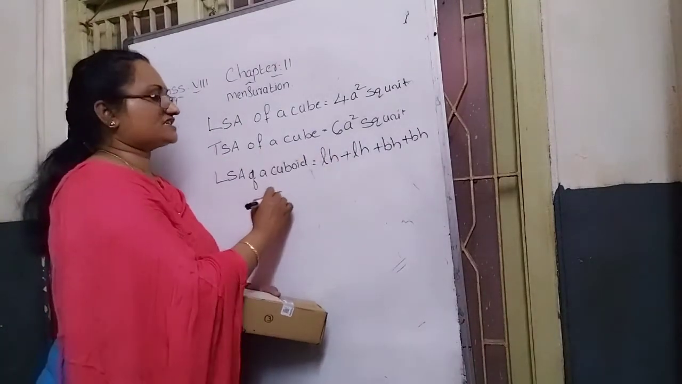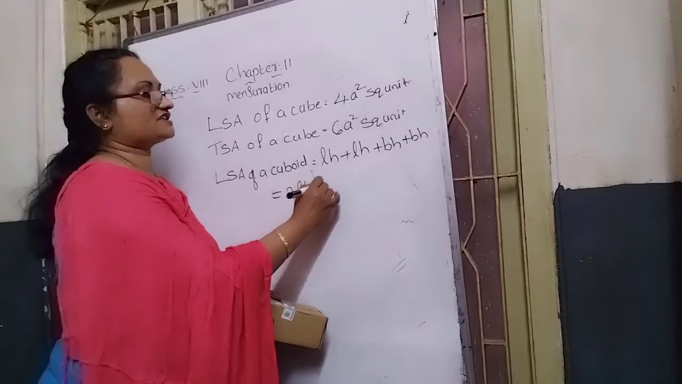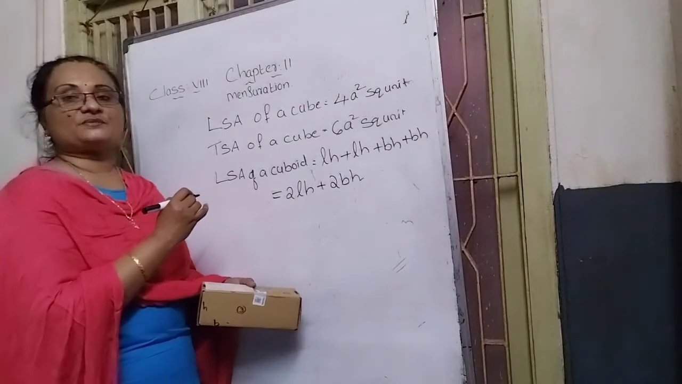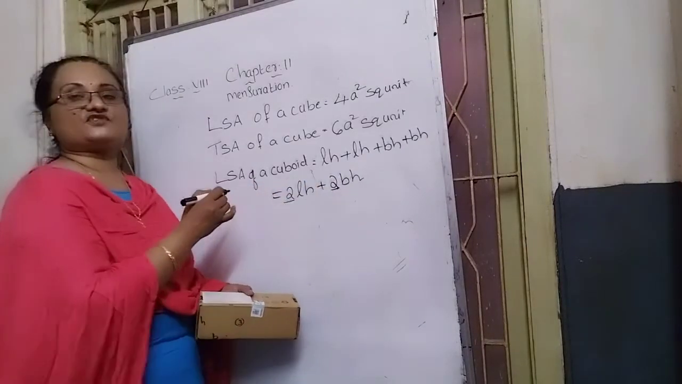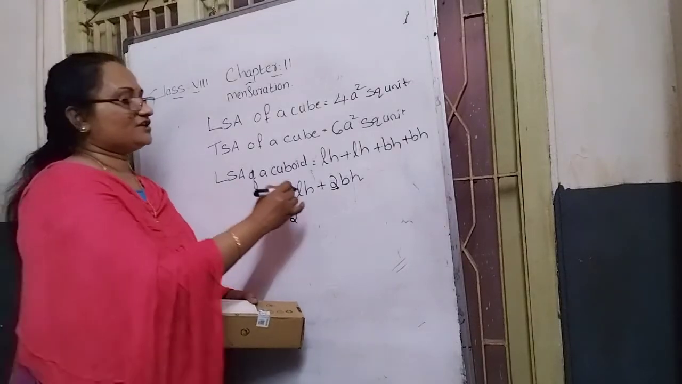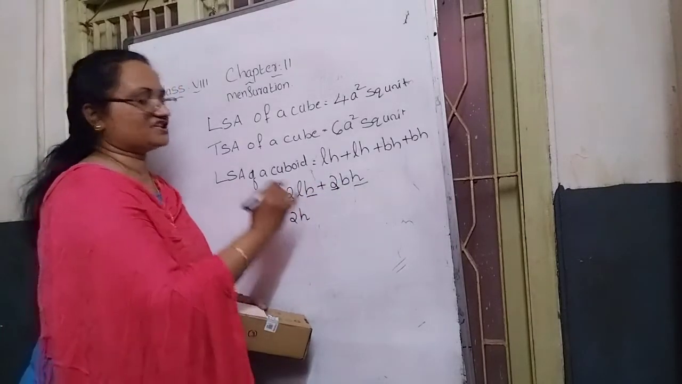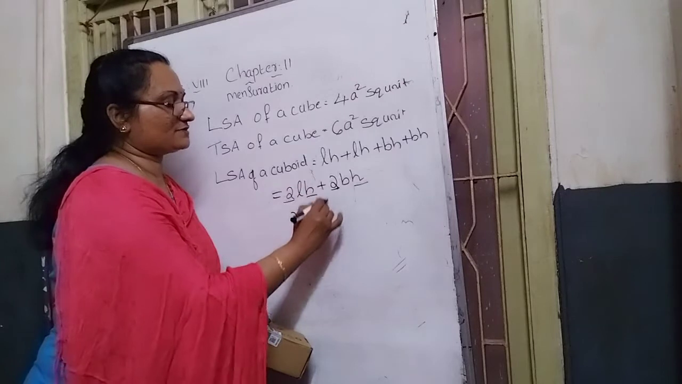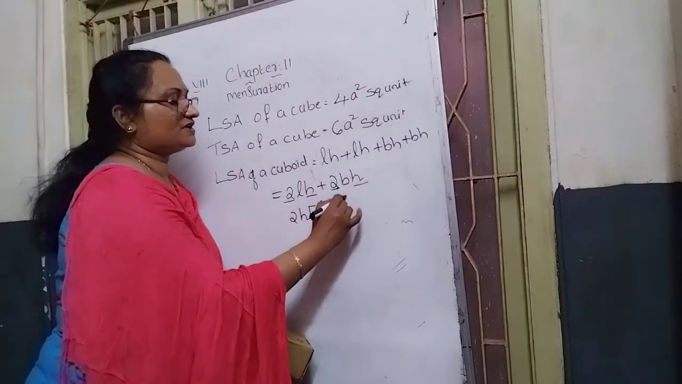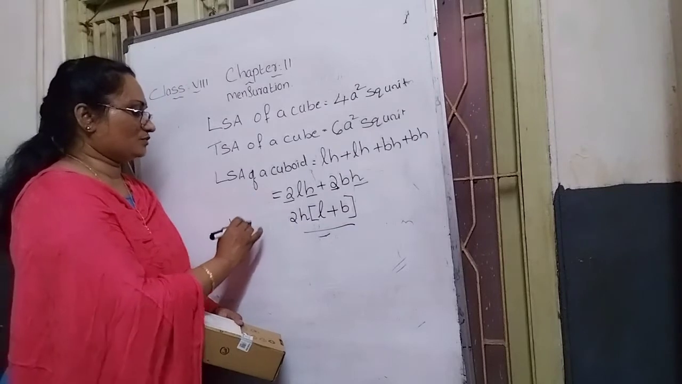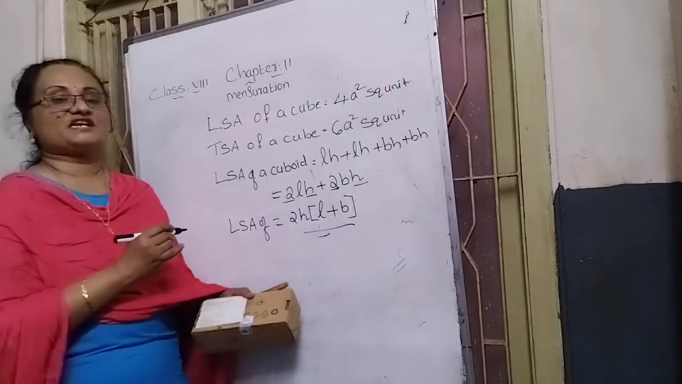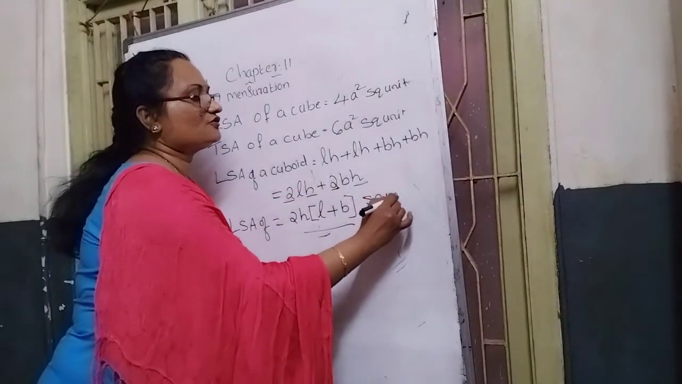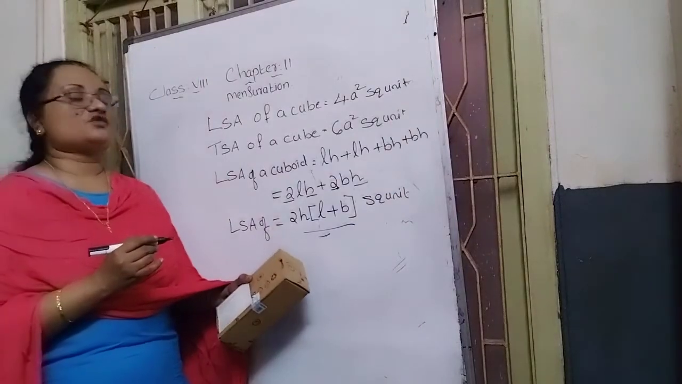Here, how many times is LH repeated? 2 times LH is repeated, and 2 times BH is there. Then which number is common? 2 is common in both, so take 2 common outside. H is there in the first term and the second term, so take H common outside. Keep the remaining letters inside the bracket: L is remaining, plus B is remaining. So what is the LSA of a cuboid formula? We can say that 2H into L plus B square units is the formula for finding the LSA of a cuboid.